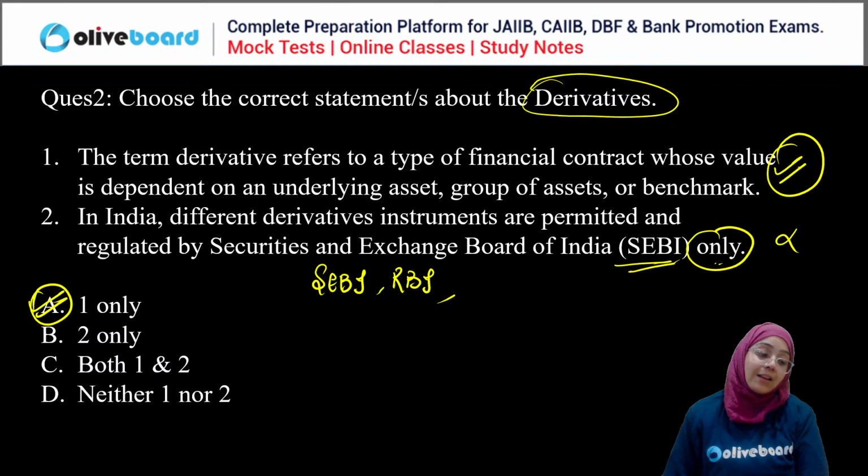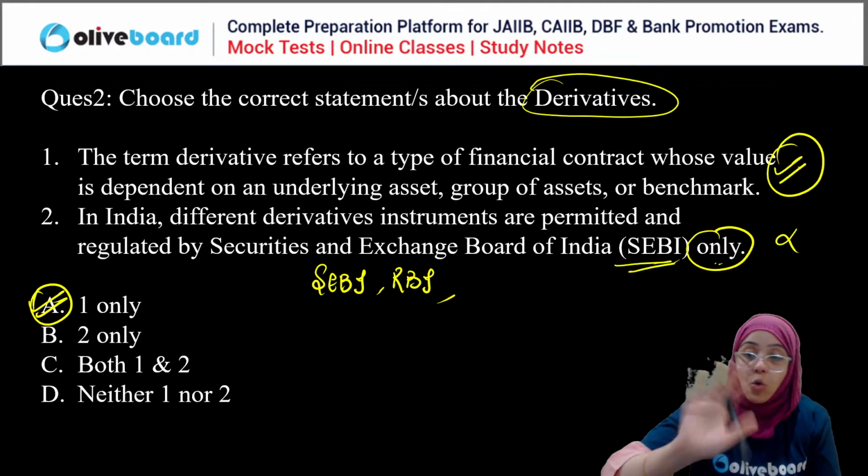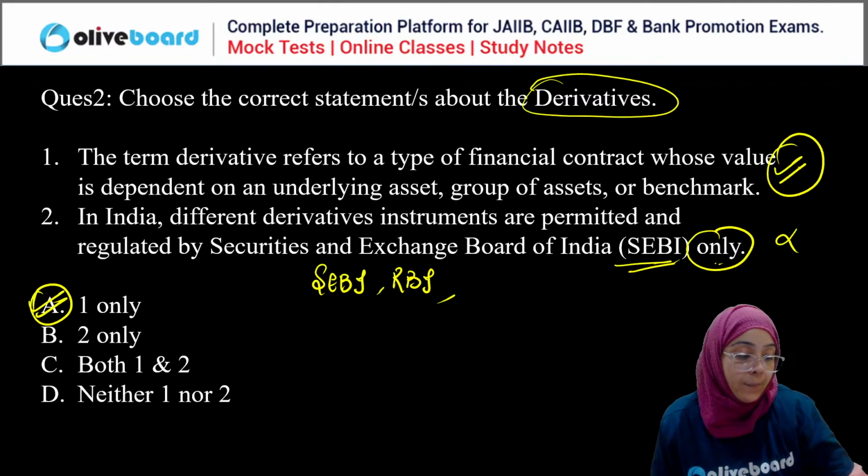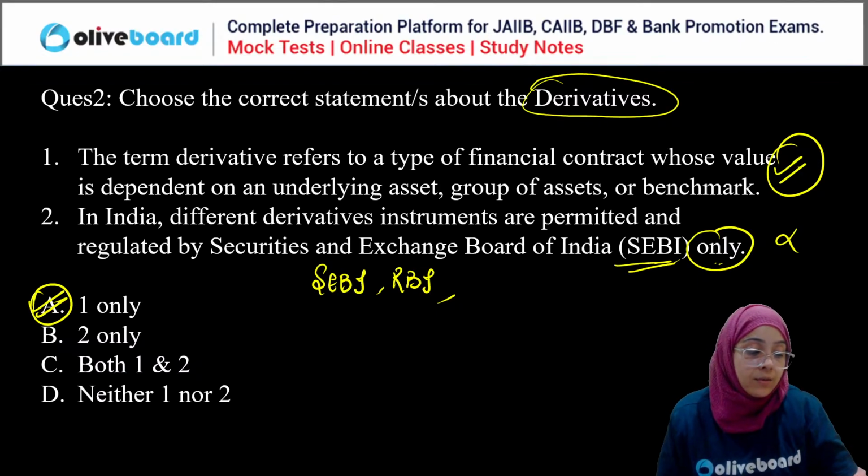So A is the correct answer here, right? So no, not both is the right statement. A is the right statement here, everyone. Okay, cool. Can we move to the next question, everyone?